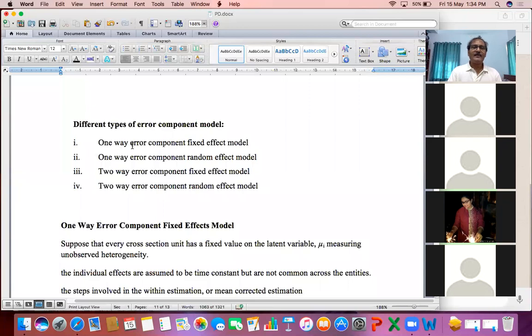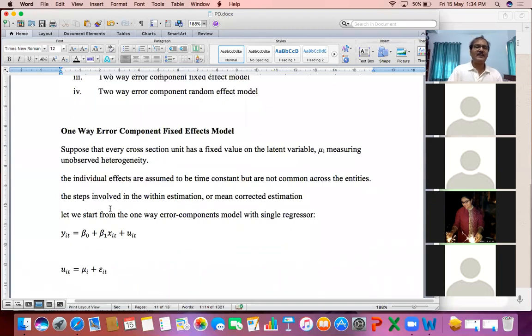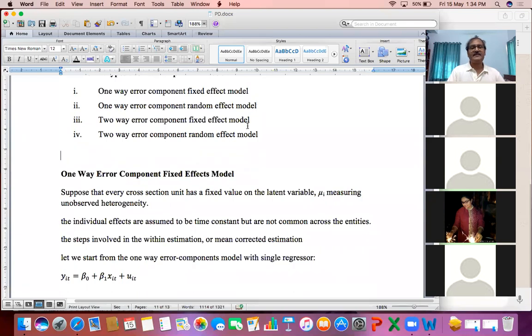One is one-way error component fixed effect model. Second, one-way error component random effect model. Third, two-way error component fixed effect model. Fourth, two-way error component random effect model. So these kinds of error component models we can consider in the frame of a panel data. Now let us discuss in short, in a very lucid manner, the first one, the one-way error component fixed effect model.